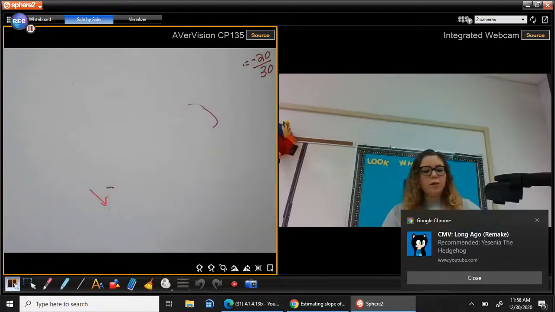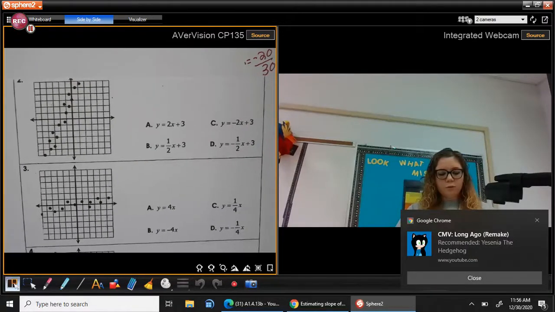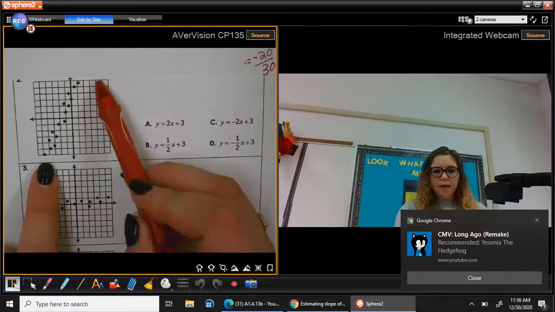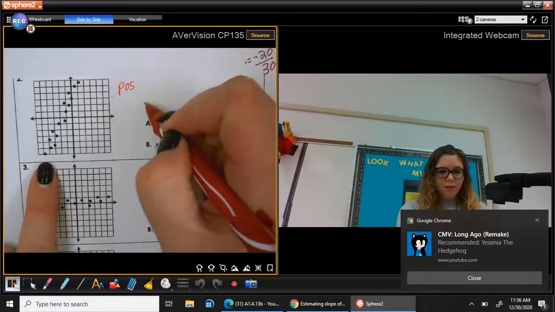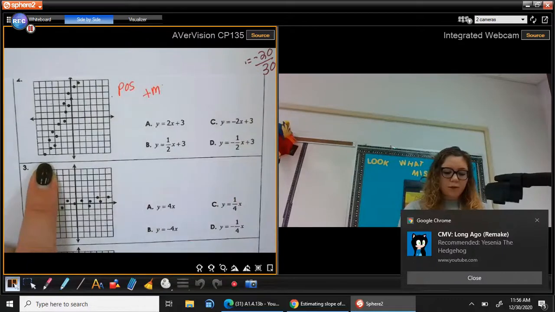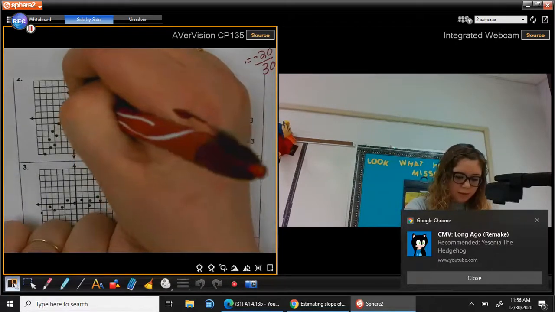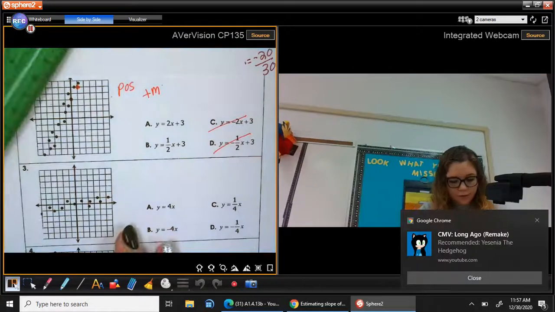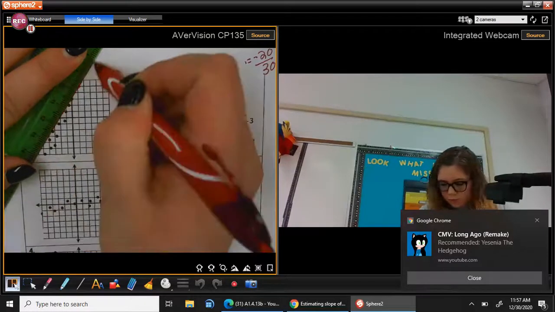So let's do number 2. Okay, again, what kind of relationship does this have? Okay, positive. And what kind of slope am I going to have? Positive slope. So I'm going to mark out all my negatives, and then I'm going to graph these two and see which one's the best. And if you need help graphing, please let me know. I would love to work on that with you.